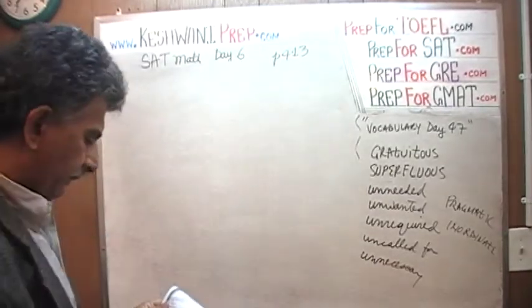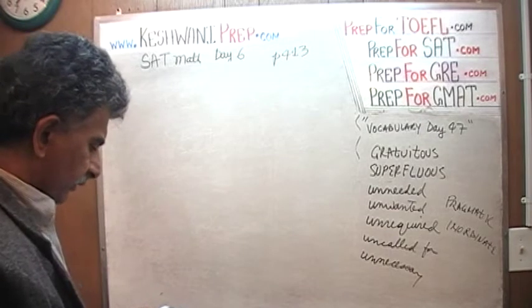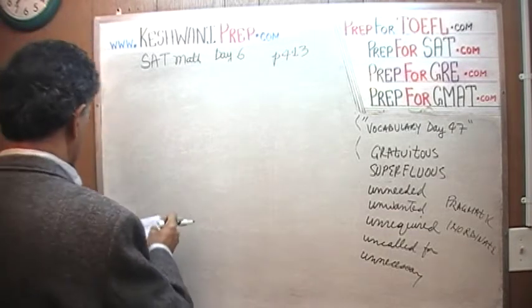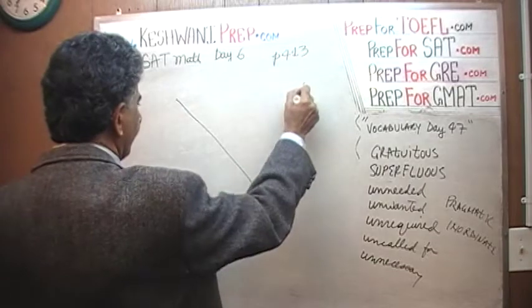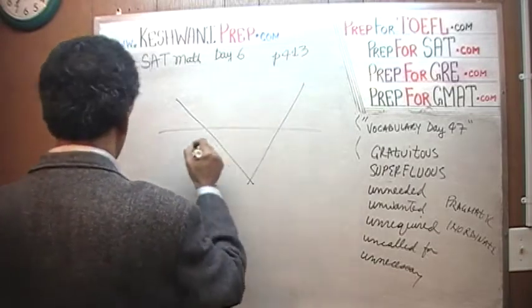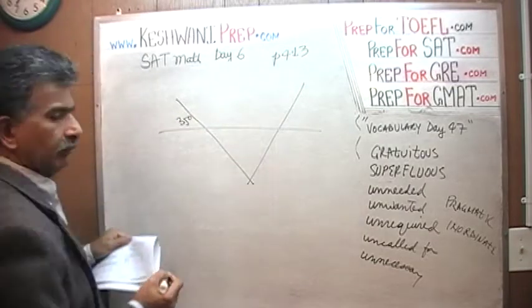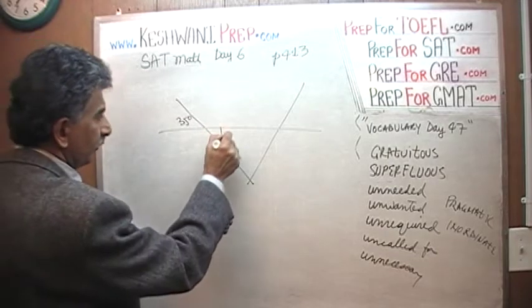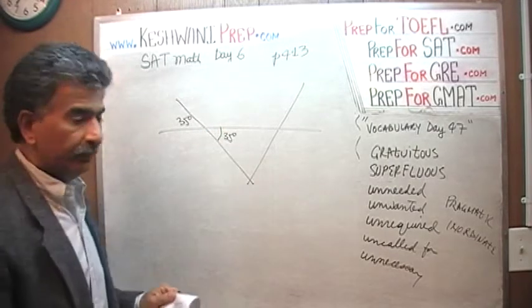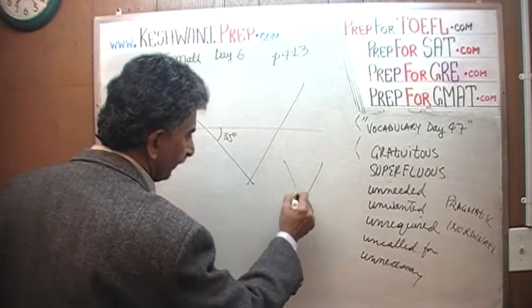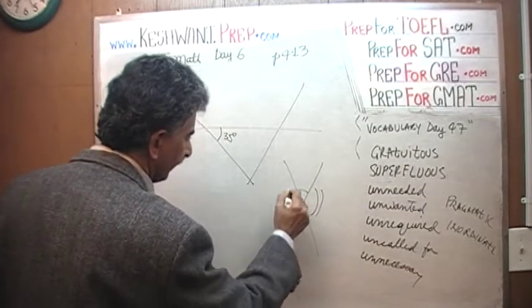Number 2. What is the value of W in the picture above? Well, let's see. We are told that this is 35. Well, if this is 35, then the opposite angle is also 35. Opposite angles are equal to each other. When two lines intersect, this angle equals that angle and that angle equals this angle.